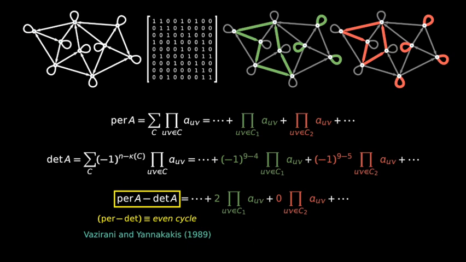We have arrived at one of the many equivalent formulations of the even cycle problem that we saw before, and this one is the one due to Vazirani and Giannakakis. Even cycles are the same as permanent minus determinant. This characterization is the starting point of our algorithm.